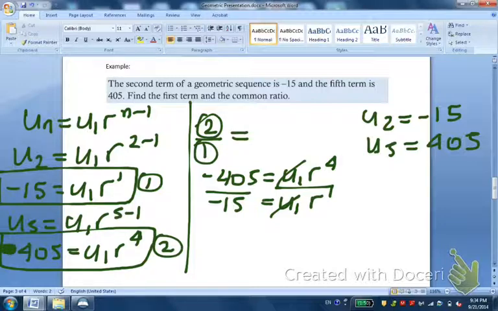Let me just erase the negative in front of the 405. It's positive 405. That was a little mistake. Let me erase that over here.